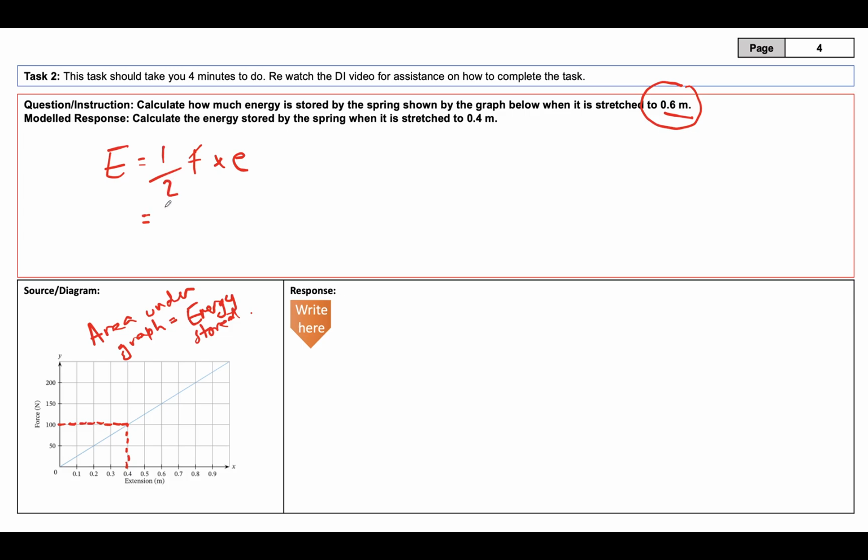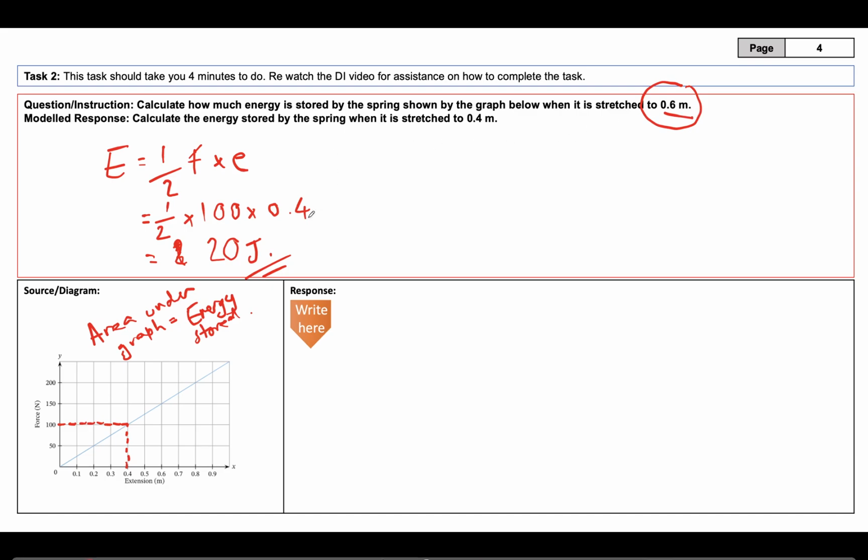So let's put some numbers into this one. So a half times 100 is the force, times by 0.4, and we'll use our calculator, and that comes out as 20 joules. So you need to do exactly what we did here, but you're using 0.6 rather than 0.4.